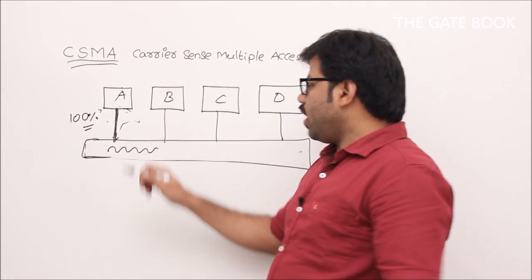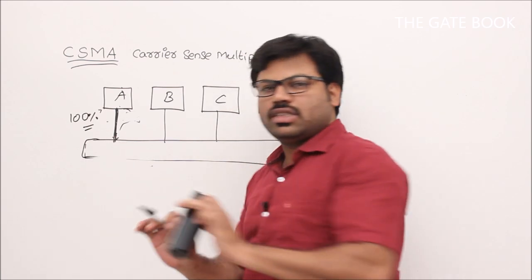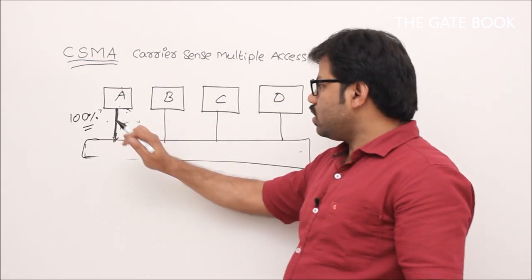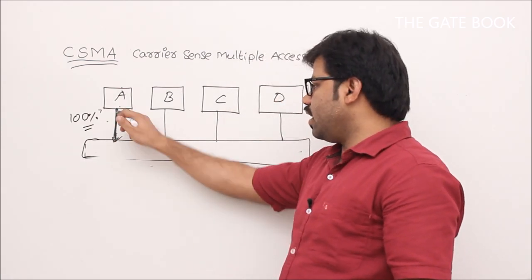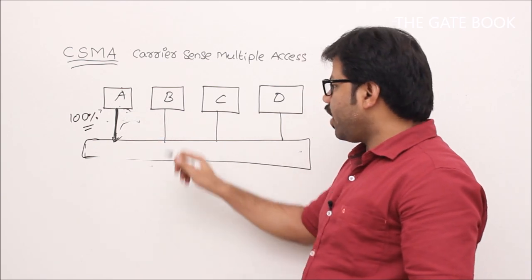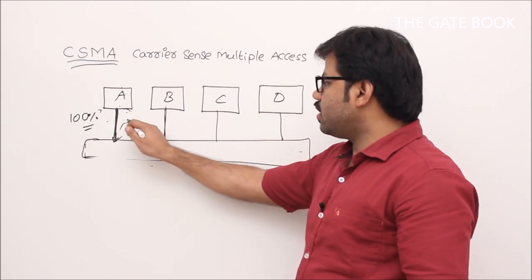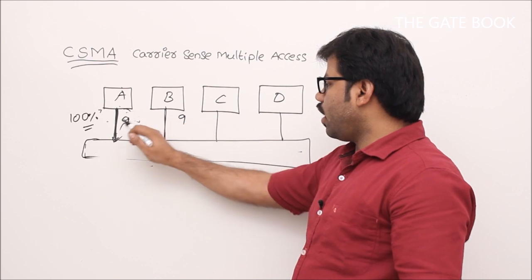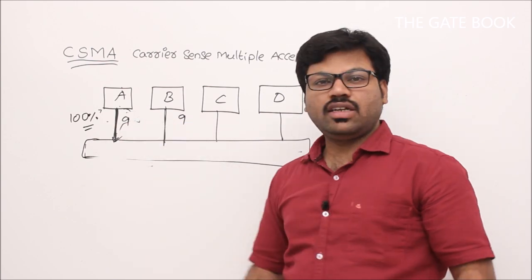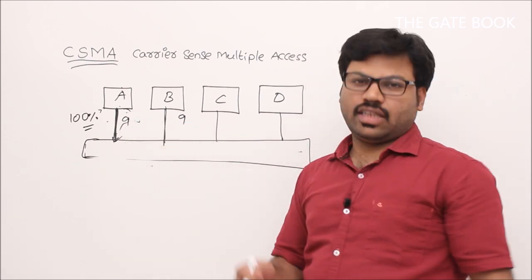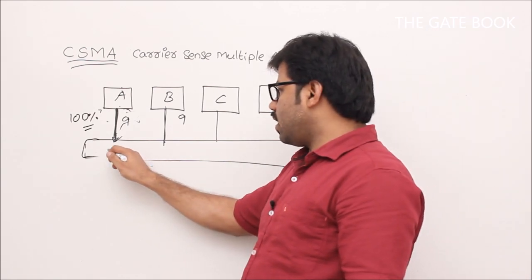Now see, imagine this situation. Let's say your medium is currently free. Now station A senses it and thinks that it is free. At the same time B also senses it. Let's say the time is 9 o'clock. Then at 9 o'clock both systems will realize that there is no signal on the cable, and they will immediately start sending.